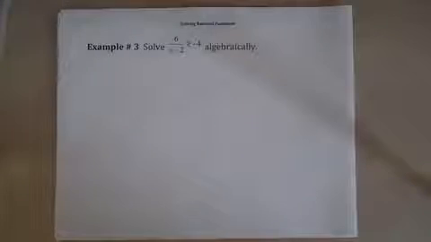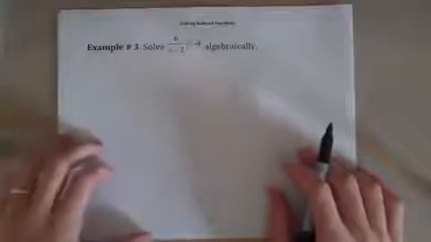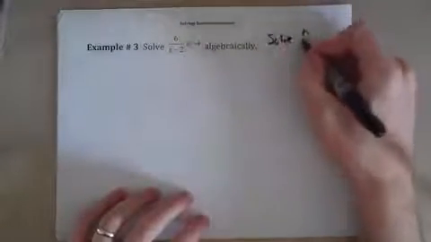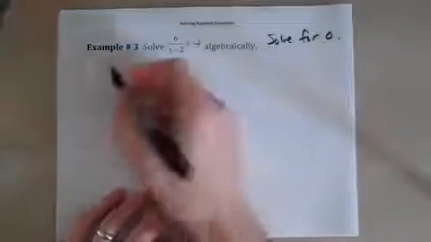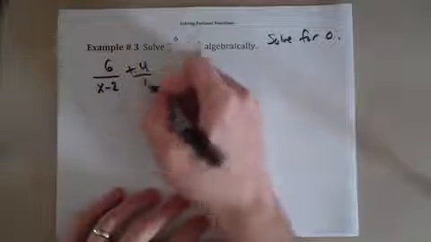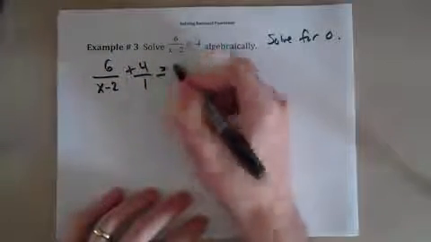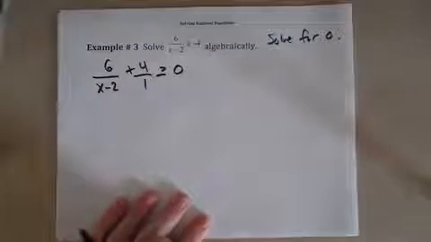Okay, oh gosh, an inequality. We did this in our polynomials unit. So we have: solve 6 over x minus 2 is greater than or equal to negative 4. First thing, solve for 0 every time. Notice I'm writing 4 as 4 over 1. Okay, we solve for 0.